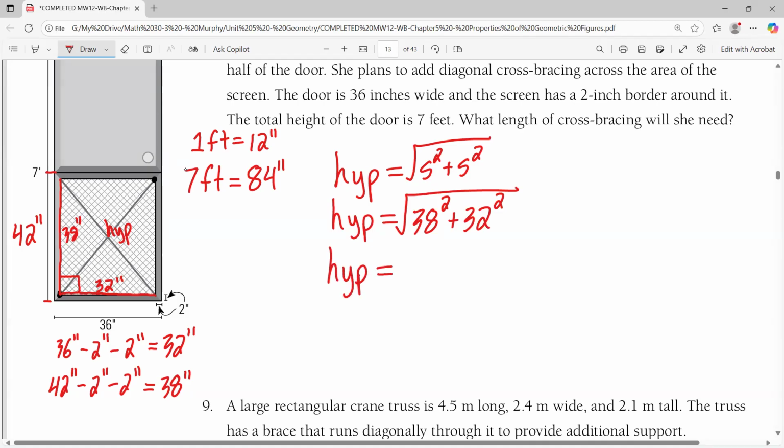Okay, so 38 squared plus 32 squared is 2,468 under the square root. And we end up with 49.7 inches. Now, that's the correct answer, and I would mark that right.